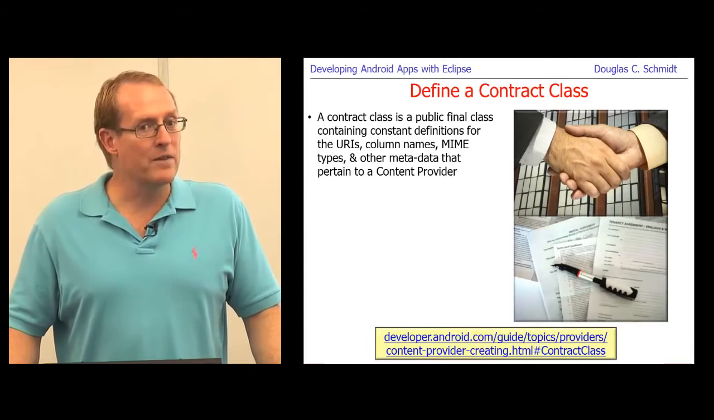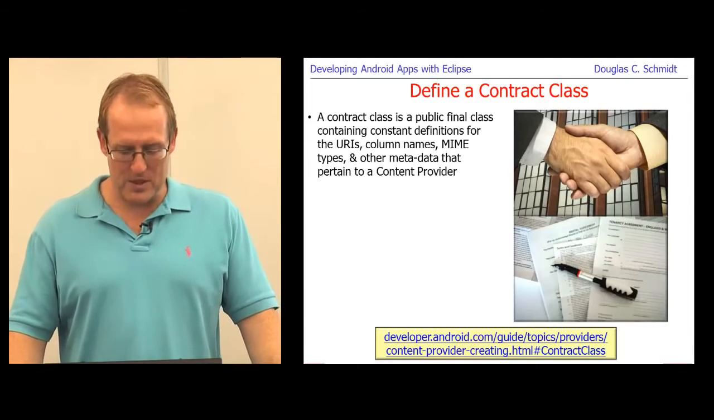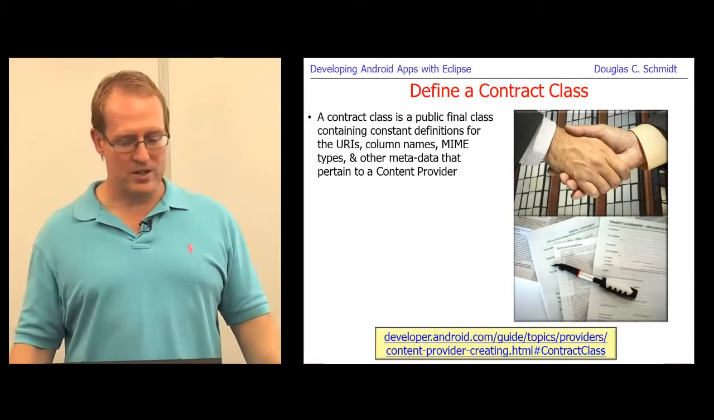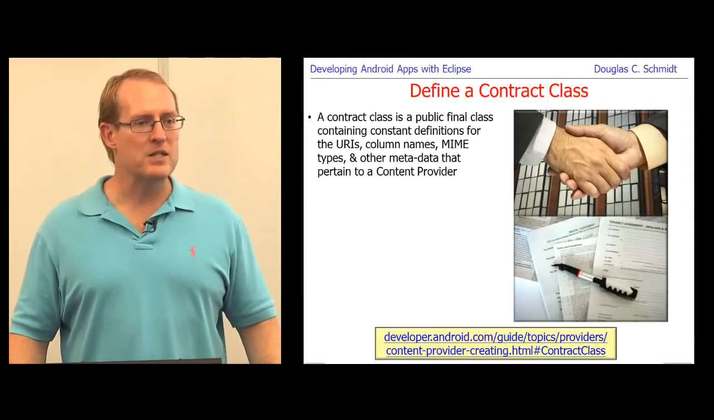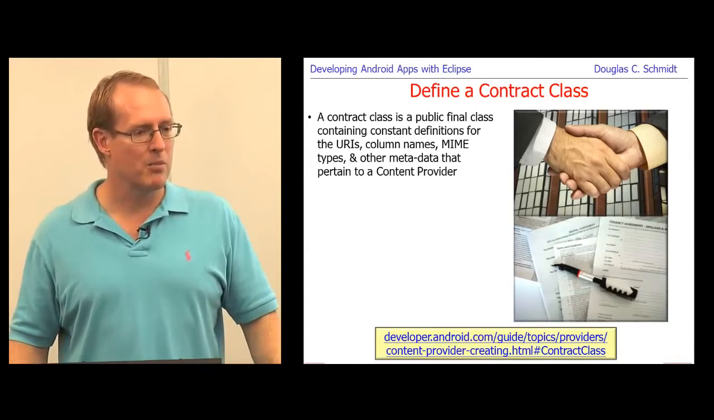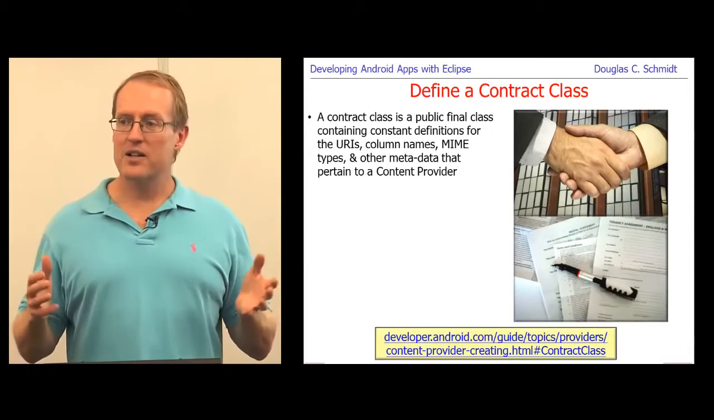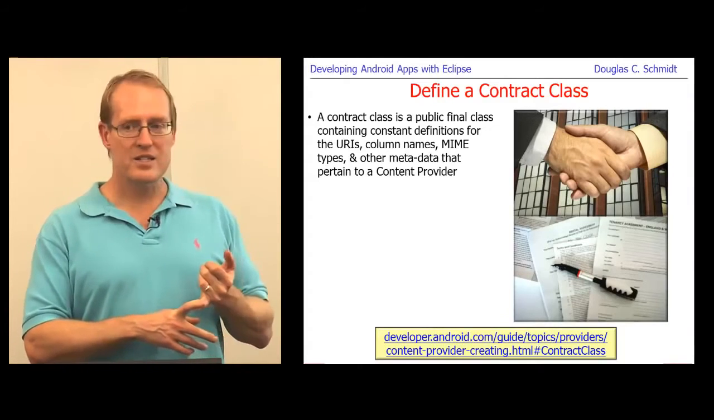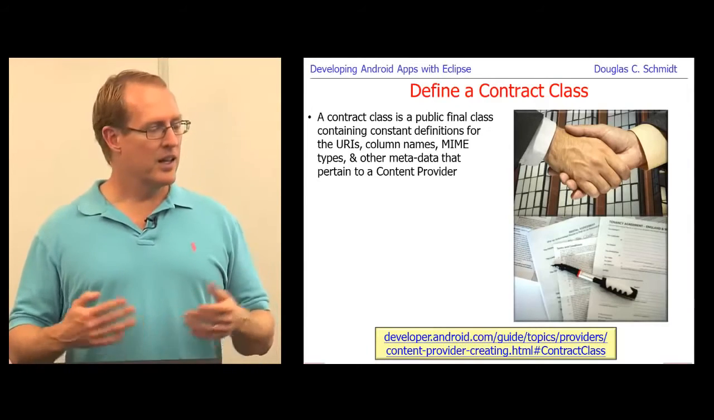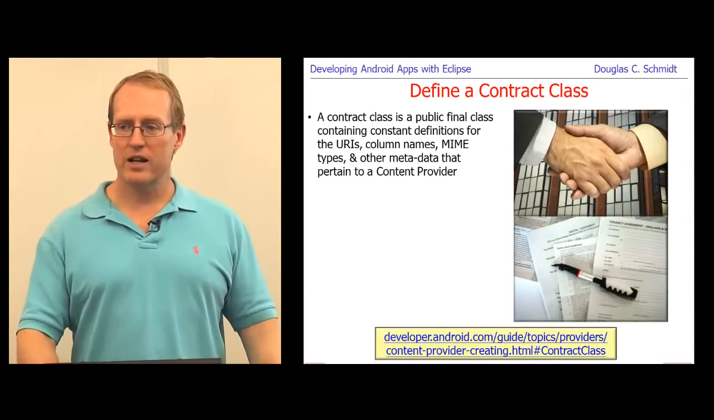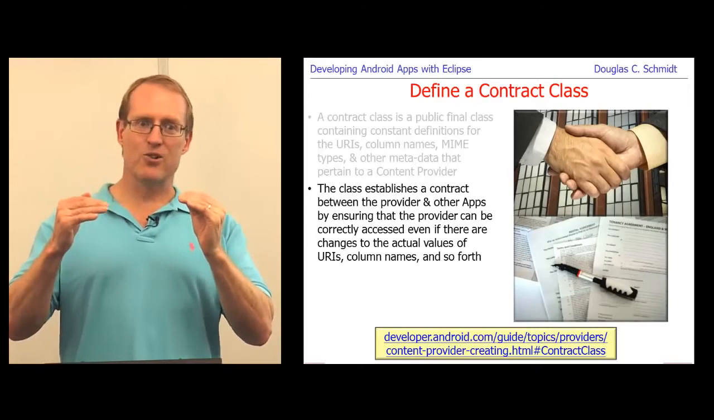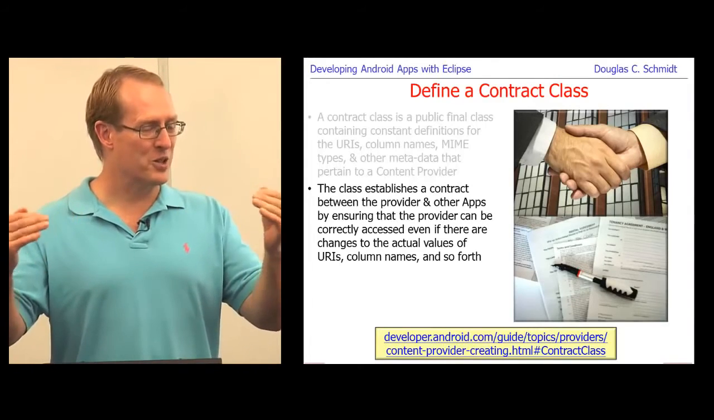There are some other things you're often recommended to do if you take a look at the website about how to program content providers. They have this whole thing about defining a contract class. It's kind of a facade, if you will. It organizes everything together. It's typically a public final class that has constant definitions for various URIs, like the authority, the content URIs, the column names, the MIME types, and any other metadata that may be relevant to creating a content provider. It's good to put it in one place. It's an abstraction, another example of one extra level of indirection making things better.